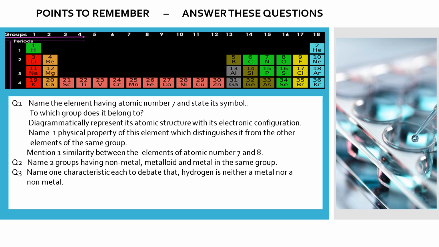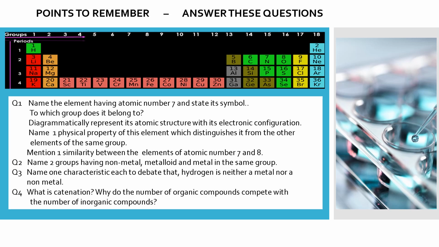Name one characteristic each to debate that hydrogen is neither a metal nor a non-metal. So, if you want to debate whether it is a metal or not, you can say that it resembles a metal because it has a configuration of ns1 in the outermost shell, that is the valence shell. But if you want to argue that it is a non-metal, it never loses electrons, it shares electrons and forms covalent bonds. Now, what is catenation? We have already learned the definition. Please go back and learn it.